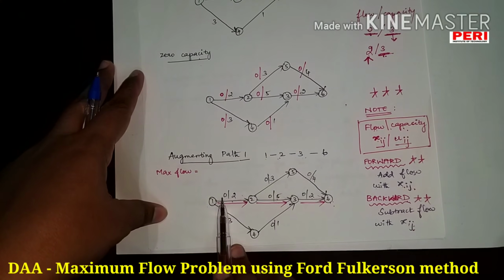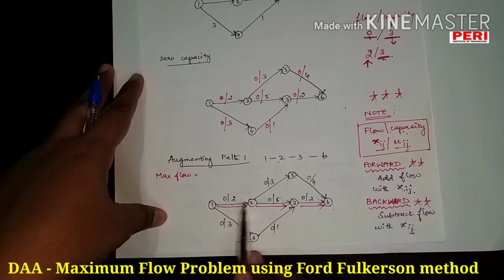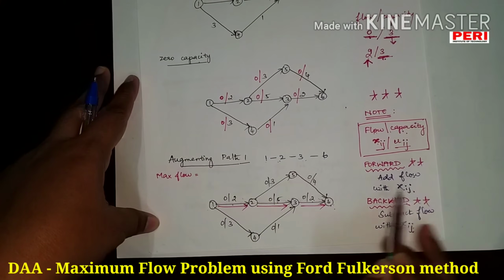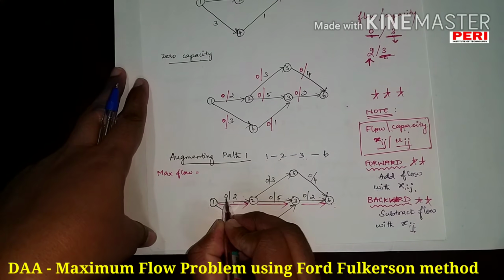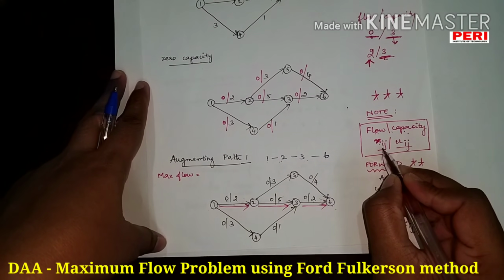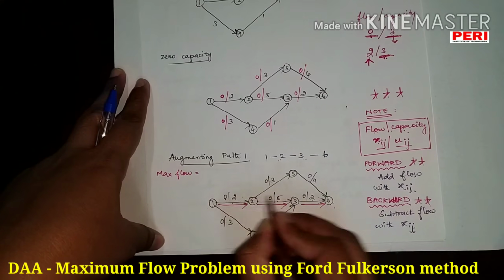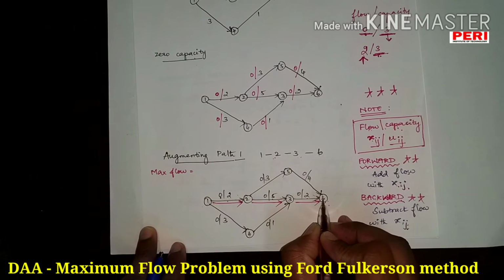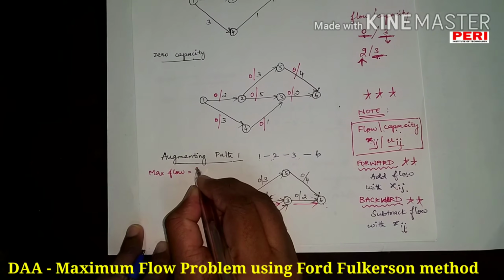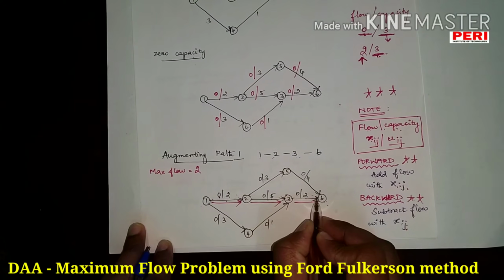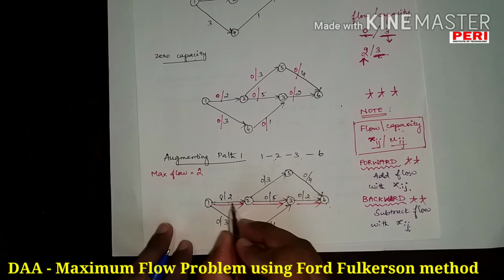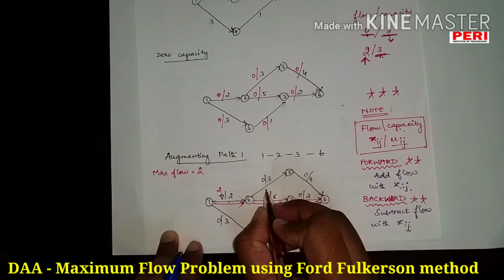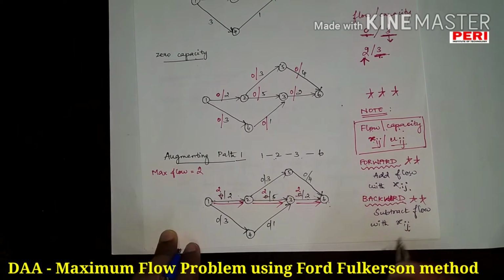Now if it is forward and I find the flow here, I am going to add the flow with Xij. It is 0 already. Xij is nothing but the flow. It is 0 already and I am going to add the flow with Xij. So what is the flow that we have found in this path? The maximum flow that we have found is 2. Why? Because we can pass only 2 here and 2 here. So the maximum flow will be 2. So with this 0 I am going to add 2. So 0 plus 2 will become 2, and 0 plus 2 will become 2, 0 plus 2 will become 2 here.